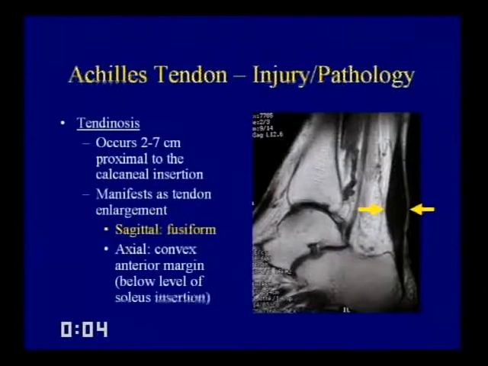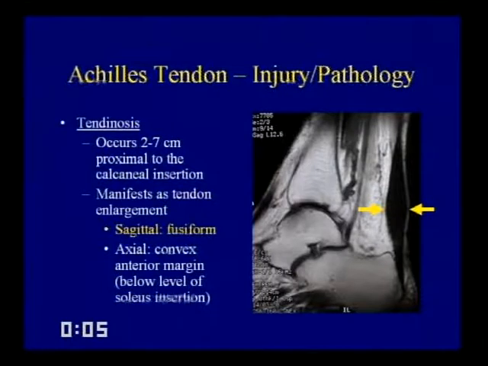Tendinosis occurs about 2 to 7 centimeters proximal to the calcaneal insertion, and we prefer the term tendinosis to tendinitis because if you actually were to go in and biopsy this tendon, you really wouldn't see any inflammatory cells. They're all degenerative. So although the clinicians call it tendinitis, really it's a degenerative phenomenon in most cases. It's going to manifest as tendon enlargement.